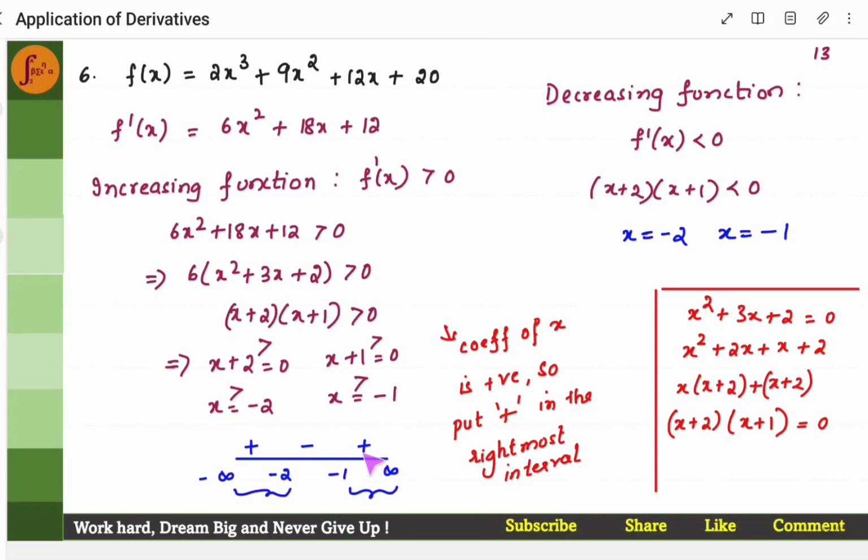Now you need to find what is the sign. So find the coefficient. From where are we getting minus 1? We are getting minus 1 from this function, right? Let's not forget 6 here, right? When I find the coefficient of x, when I multiply with 6, it's going to become positive only. So we'll start with plus sign. Plus, minus, plus. It's increasing here and here, and decreasing between minus 2 and minus 1.